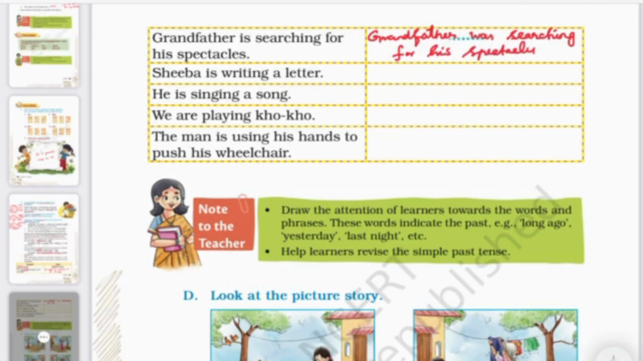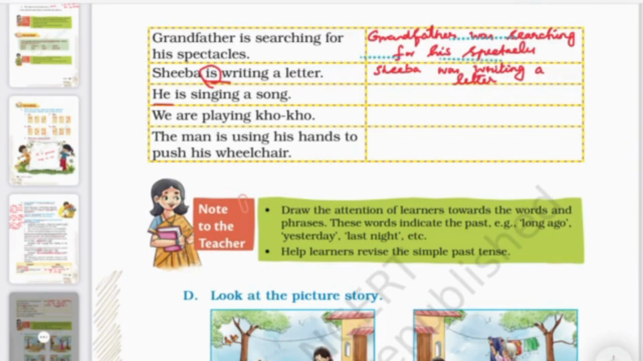Next, Shiva is writing a letter. Spectacles means specs. Shiva is writing a letter is the present tense. We want to write it using the past tense. So, Shiva was writing a letter.